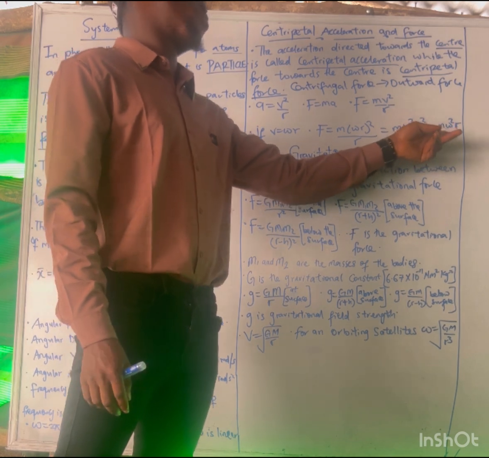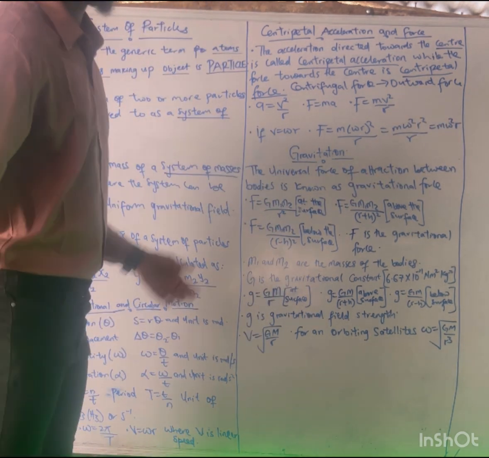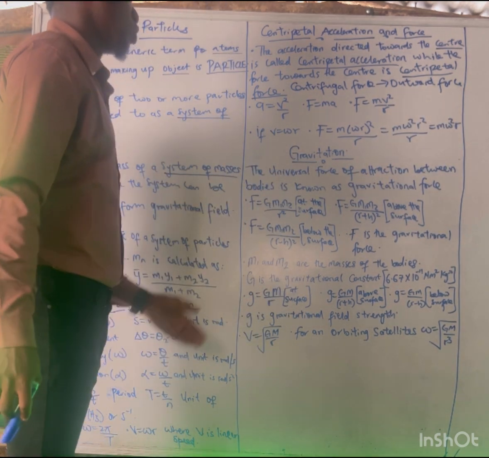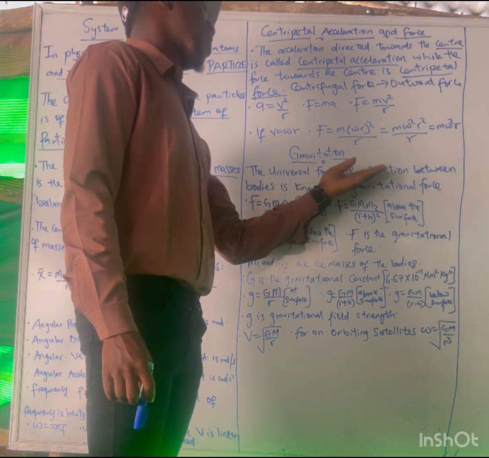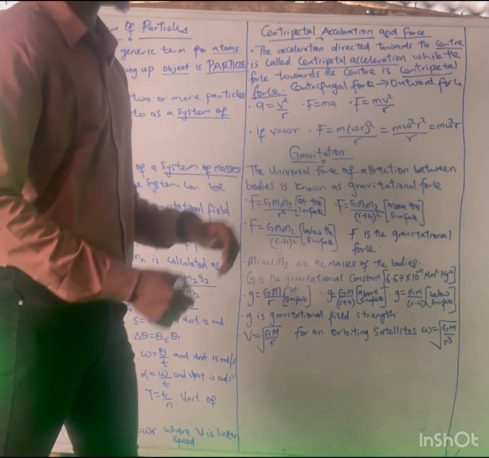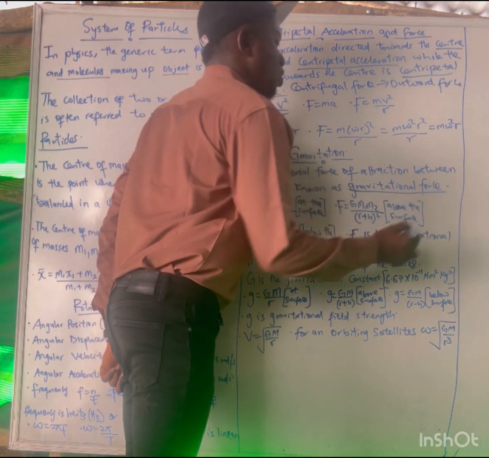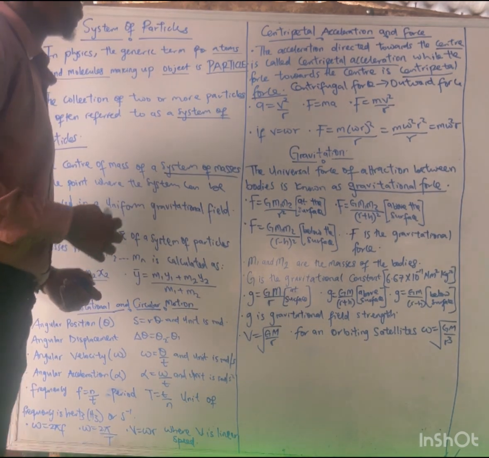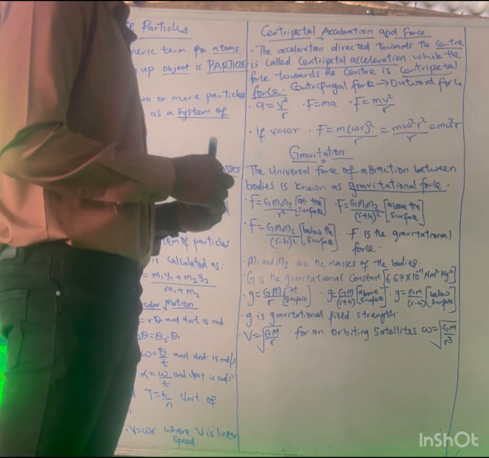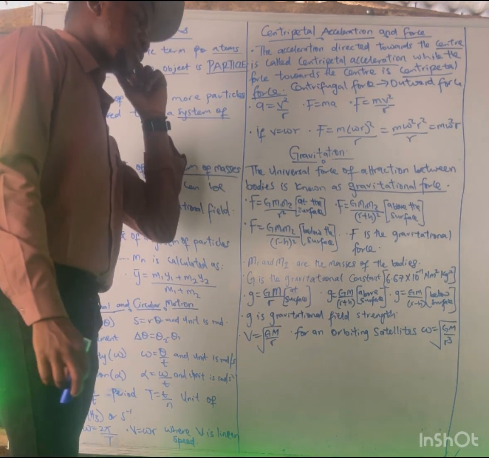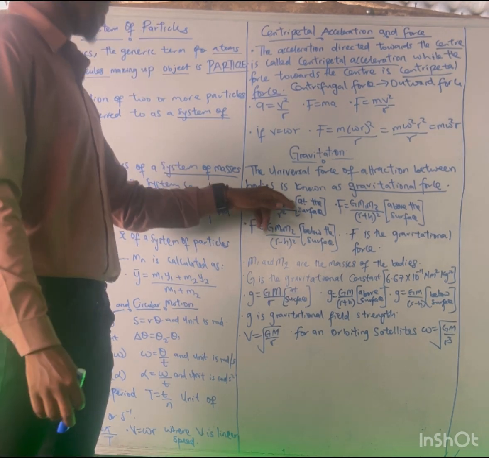We have the gravitation. Talking about gravitation, you have to know that the universal force of attraction between bodies is known as the gravitational force. We have the general formula for the gravitational force. That is F is equal to G m1 m2 over r squared.